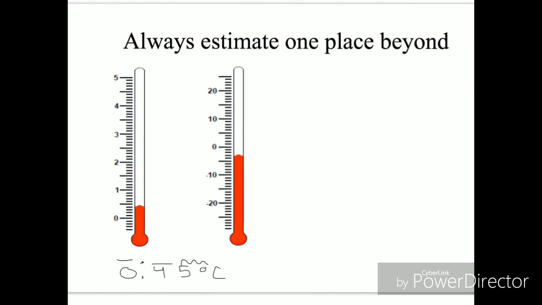Now remember that the estimated digit, the last digit, may vary from person to person because that's the way estimates work.